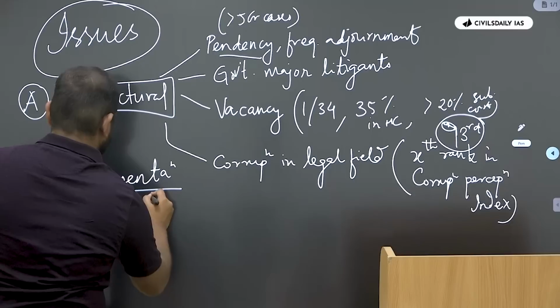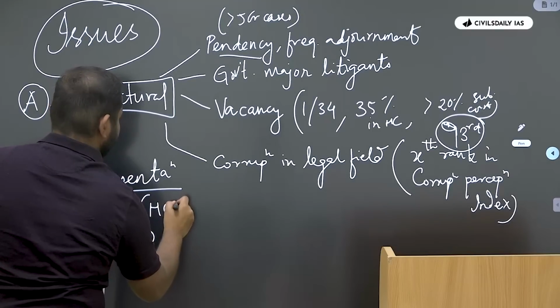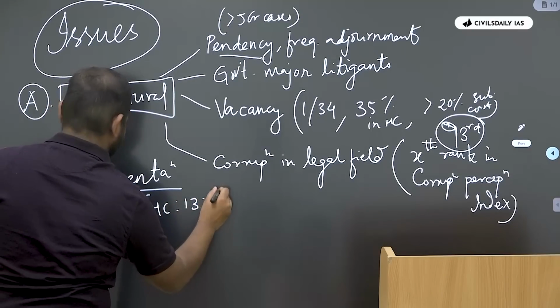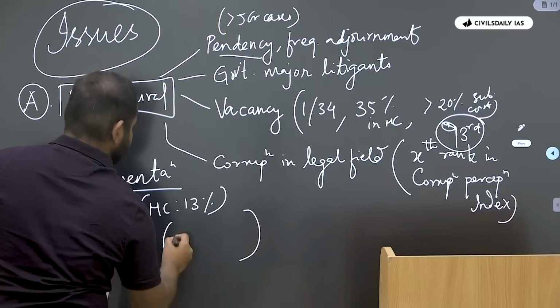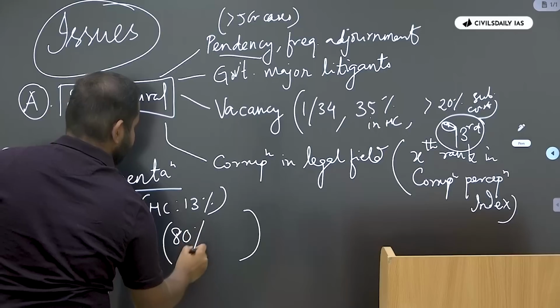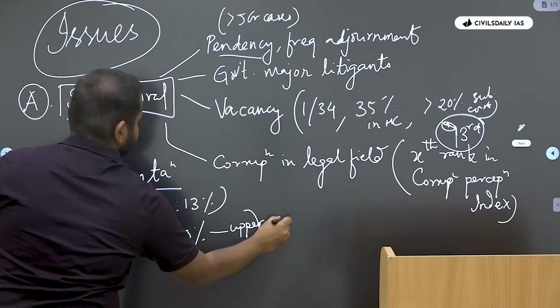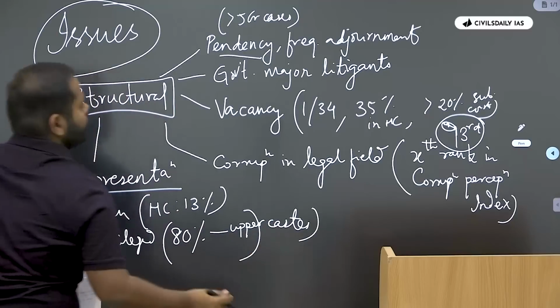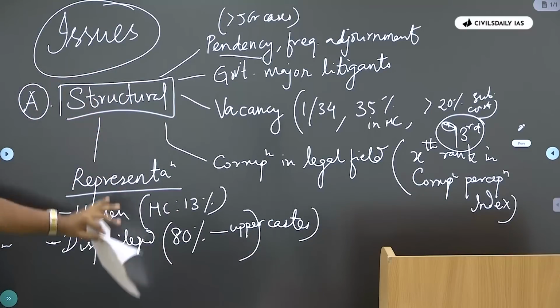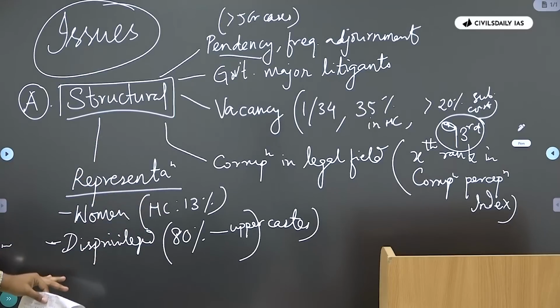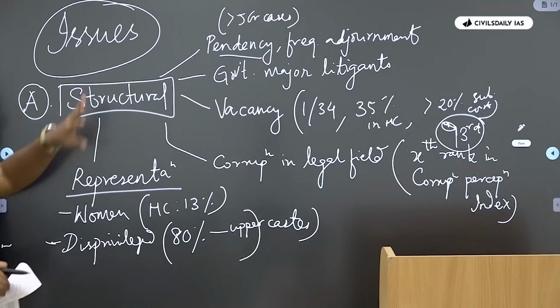Yeah. So women in High Court, there is only 13% representation of women. And for the disprivileged, 80% of Indian judges come from upper castes. So your micro notes should look something like this. You have everything in one place, and then it becomes easy to reproduce in your answers as well. So this is one angle.